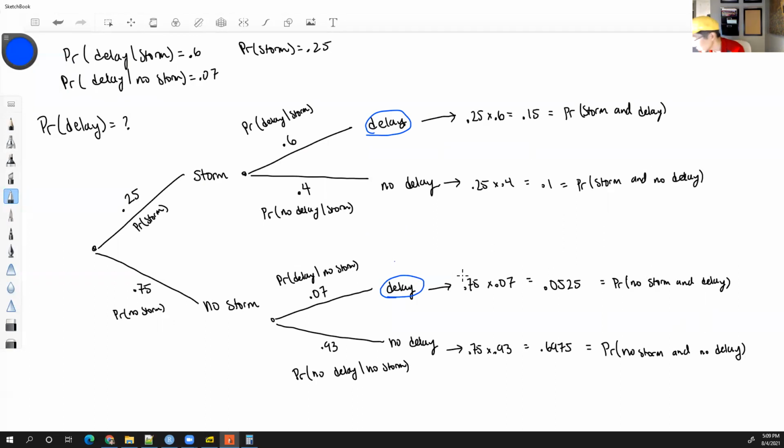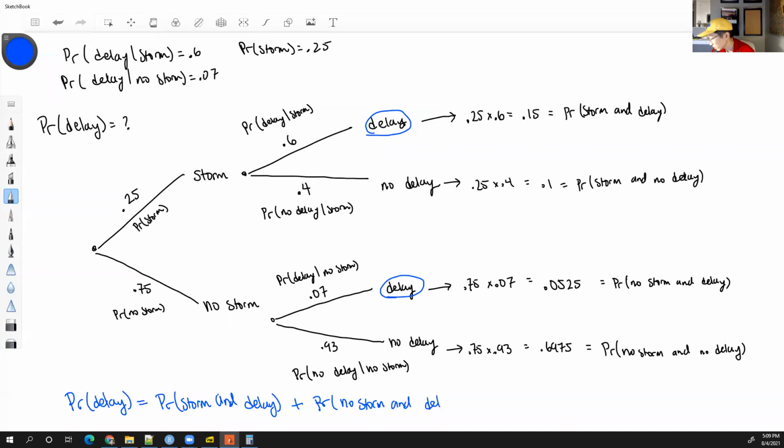Okay, so where can I write this? I'm going to write the probability of a delay is going to equal this number, probability of a storm and a delay. So there's two ways we end up being delayed, right? There's a storm and we get delayed, or there's no storm and we still end up getting delayed.